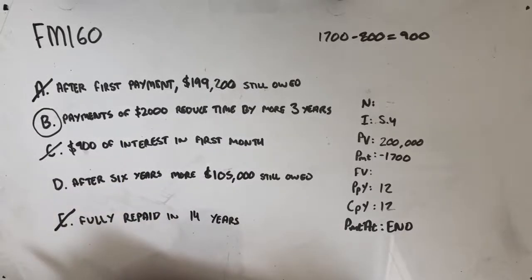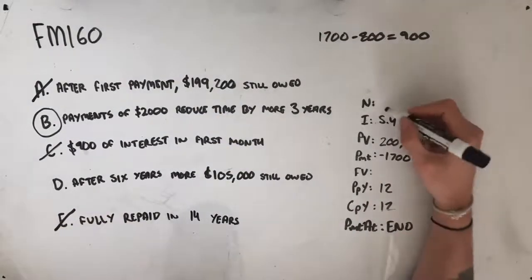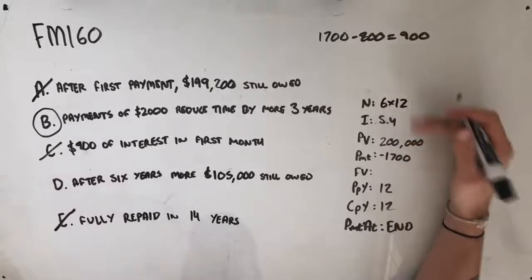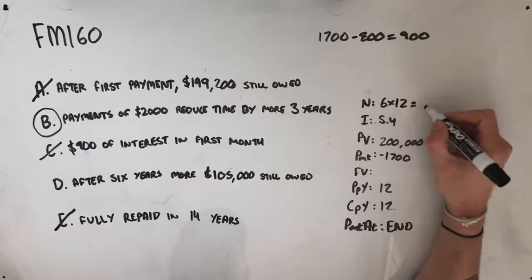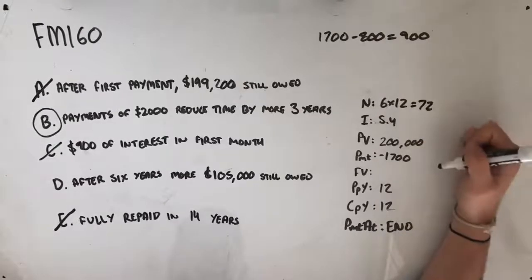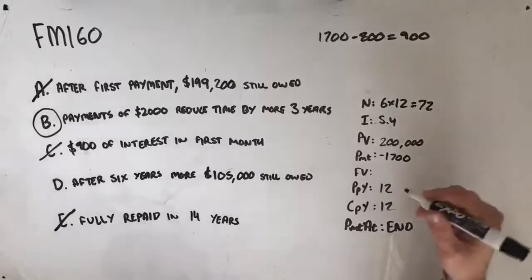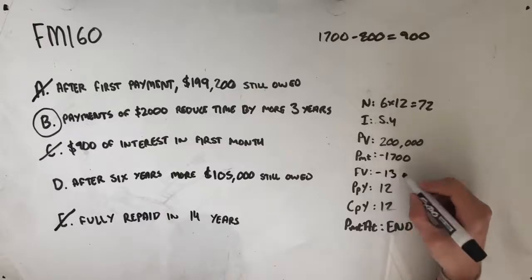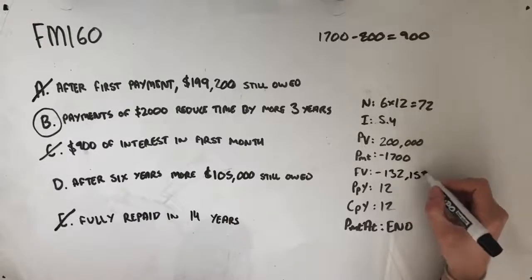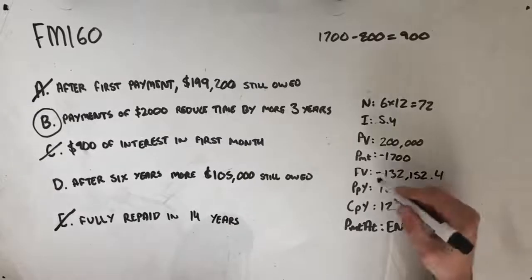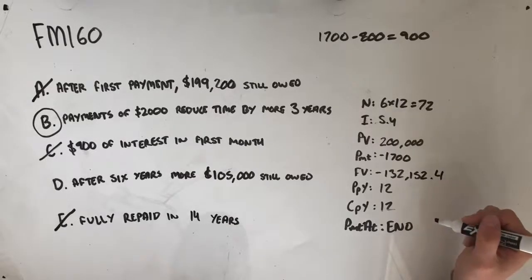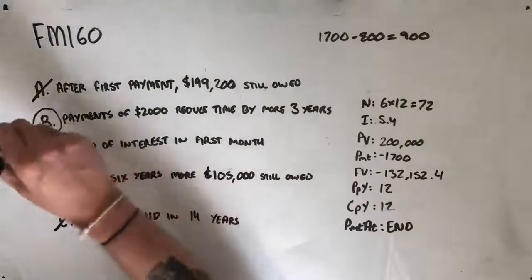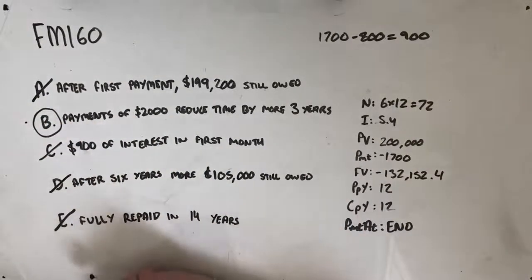D says after 6 years into the term of the loan, the amount still owing is over $105,000. Once again, going to Finance Solver, if we put in 6 times 12 and then tab our way down, it should convert to 72 for us. So after 72 payments, what is our future value still? And if we solve using Finance Solver, it should give us an answer of negative $132,152.4, which means that we are going to owe more than $105,000. D is also incorrect, telling us that B is in fact our correct answer.